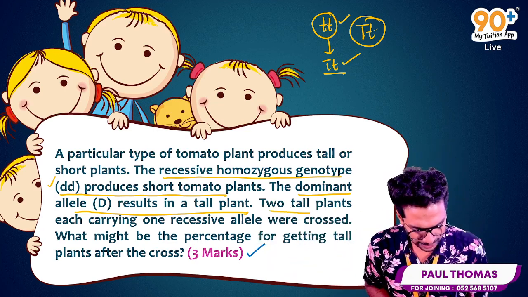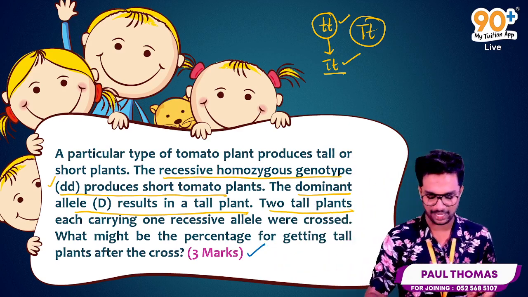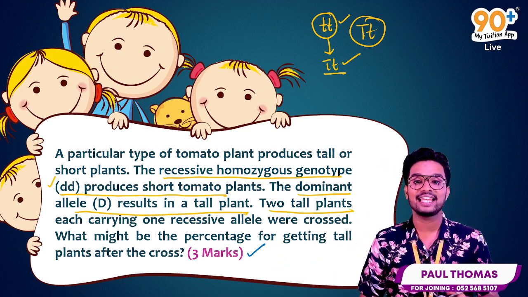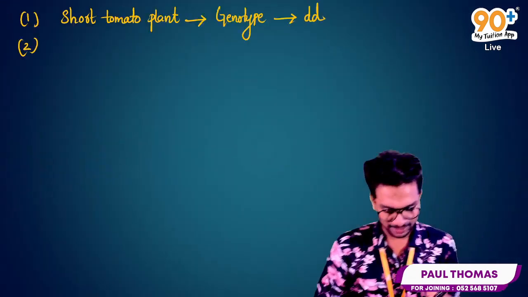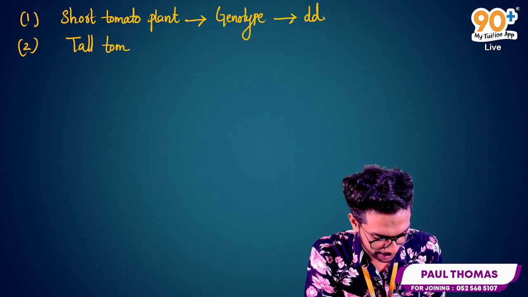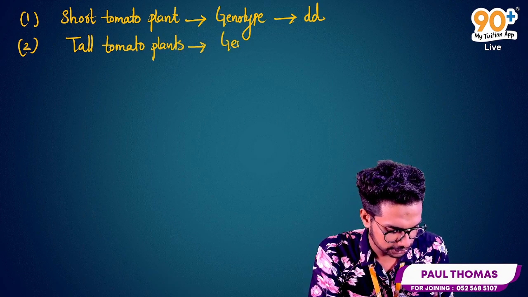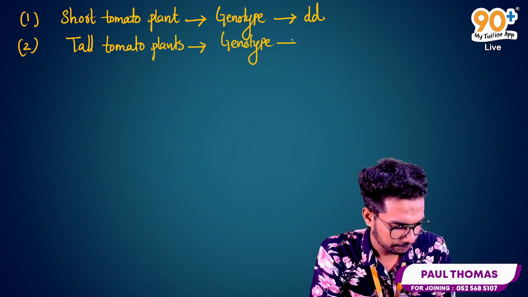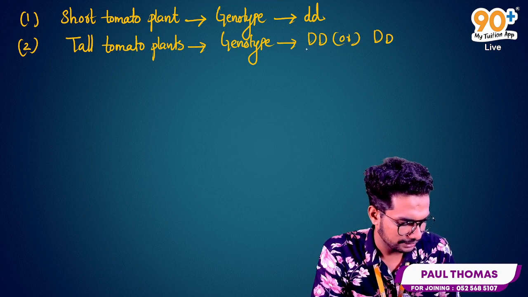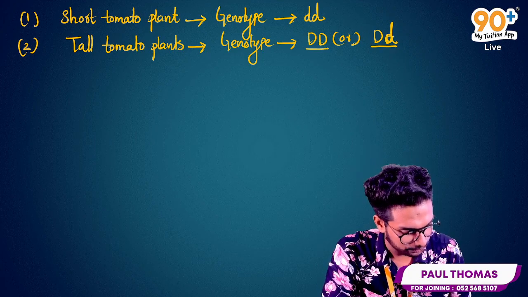The next clue is, two tall plants each carrying one recessive allele were crossed. That means the next clue is tall tomato plant. The genotype for the tall tomato plant will be capital D capital D or capital D small d. Capital D capital D is the homozygous condition, capital D small d is the heterozygous condition.